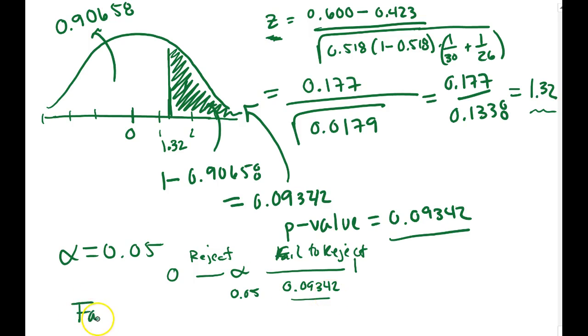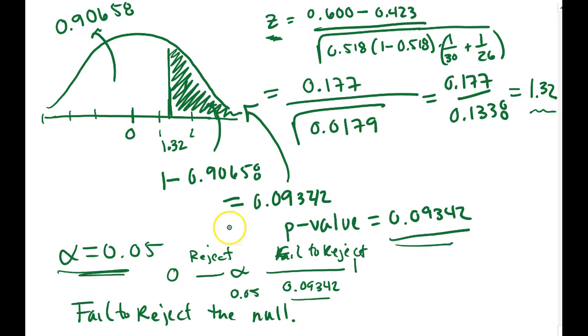So we're going to fail to reject the null hypothesis. And a p-value of 0.09342 is not really large, but it's still small enough that we could say there is suggestive but inconclusive evidence in this example that p1 is greater than p2. So even though our p-value is small enough to be kind of suggestive evidence in favor of the alternative, it is not small enough based upon our cutoff to reject the null hypothesis. So we're going to fail to reject the null in this example.